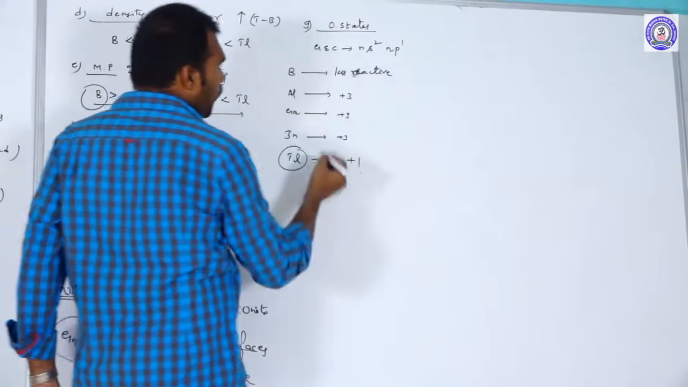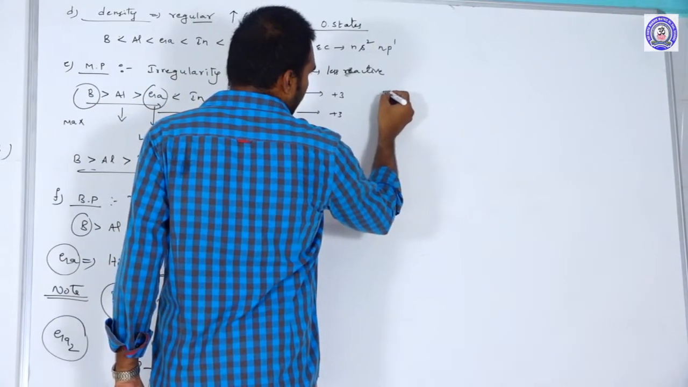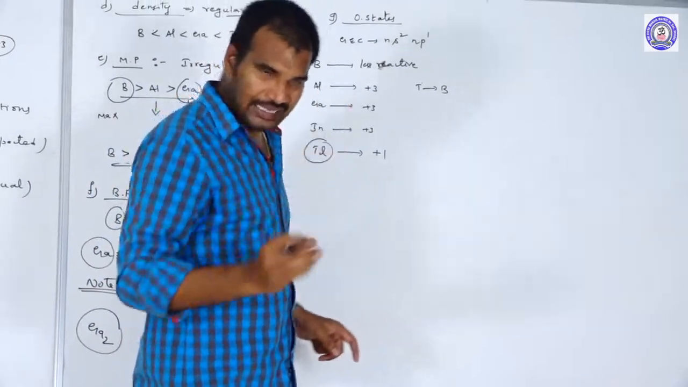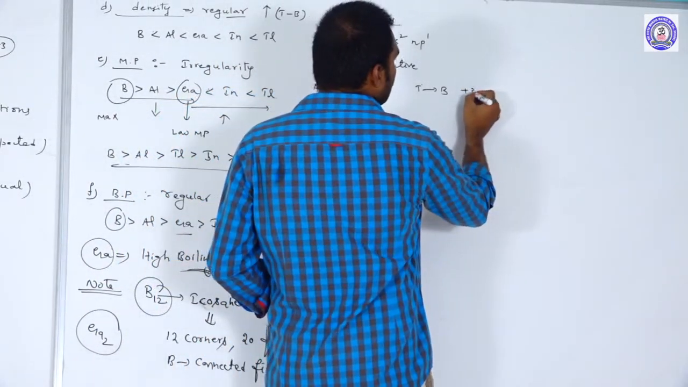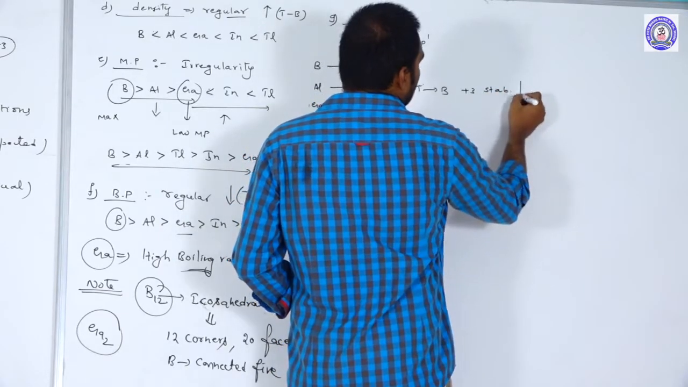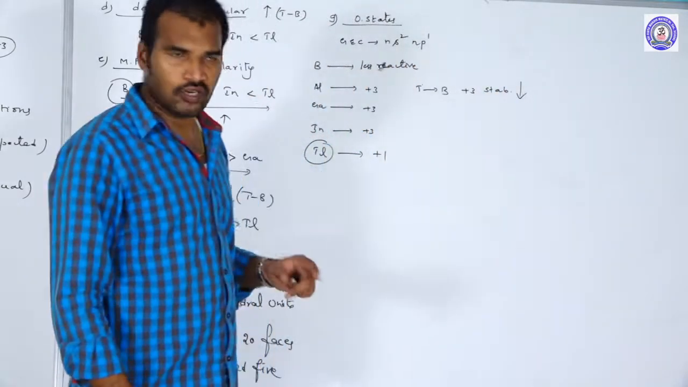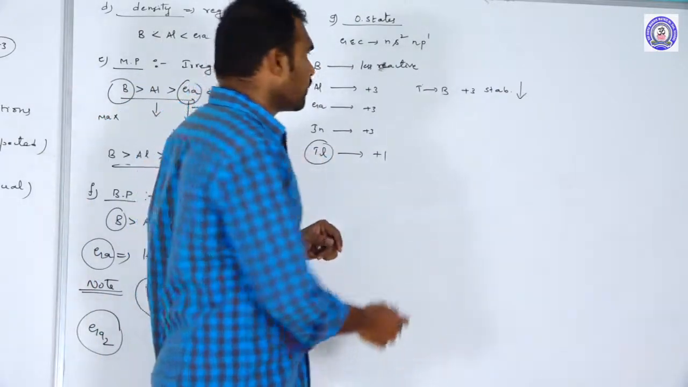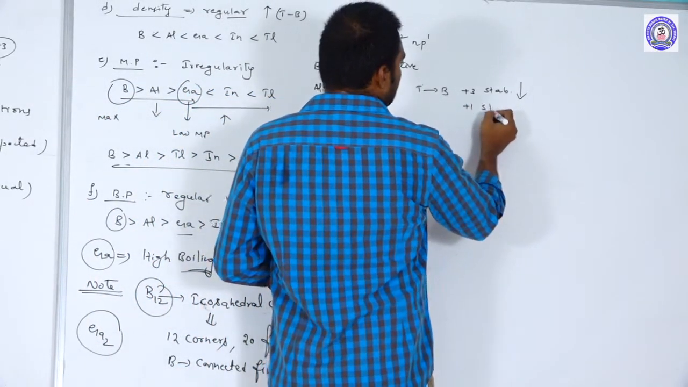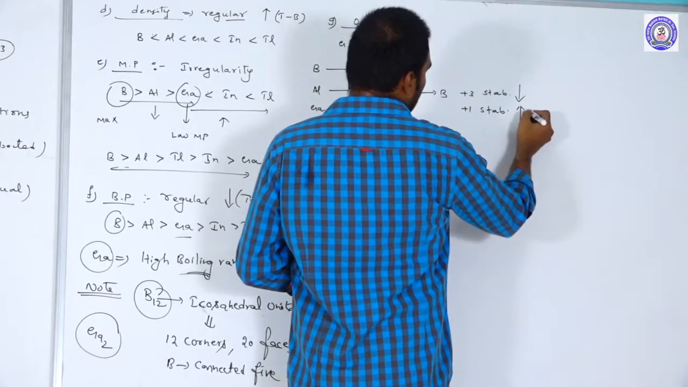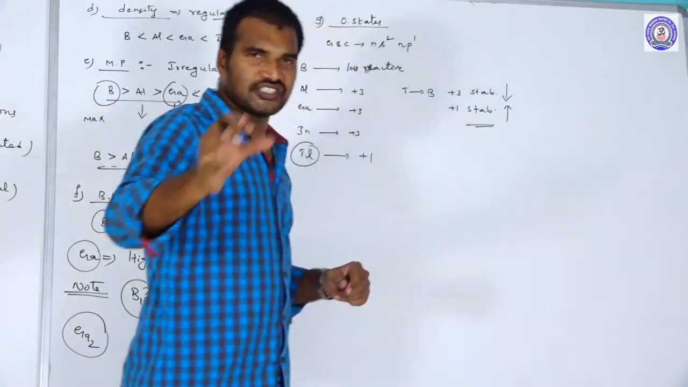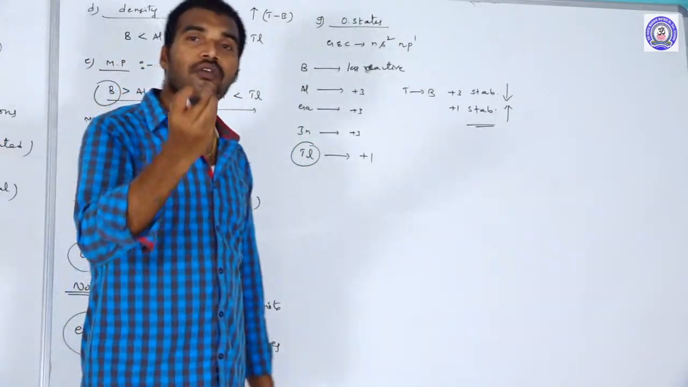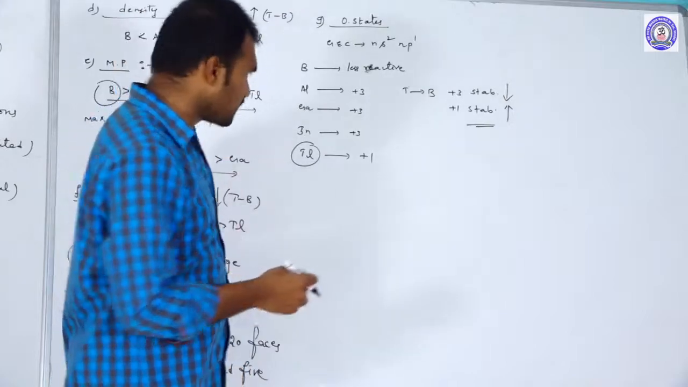When you go from top to bottom, the stability of +3 decreases, whereas the stability of +1 increases. That means the stability of higher oxidation states decreases and the stability of lower oxidation states increases. What is the reason?